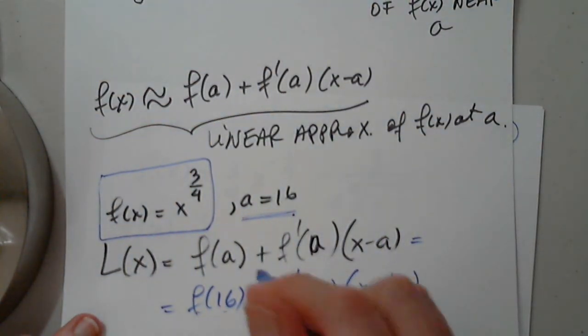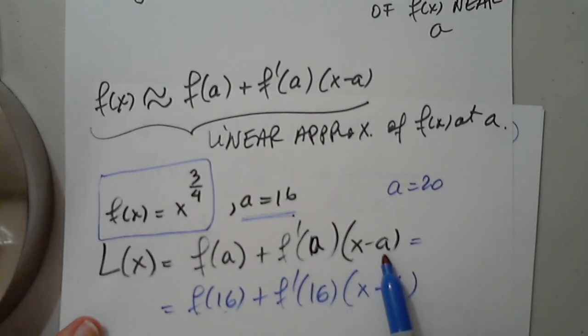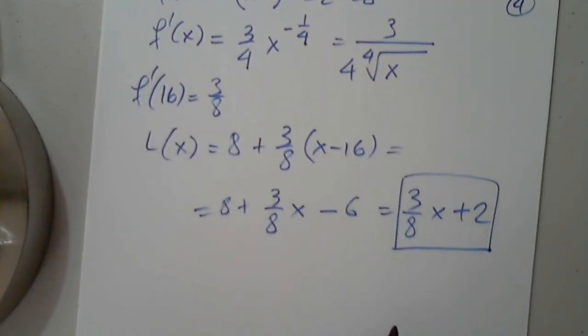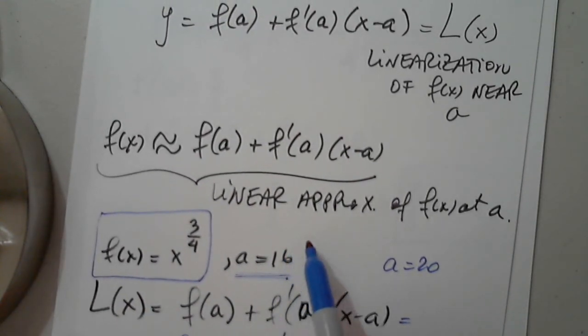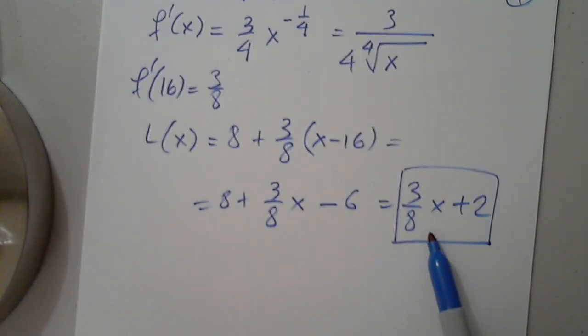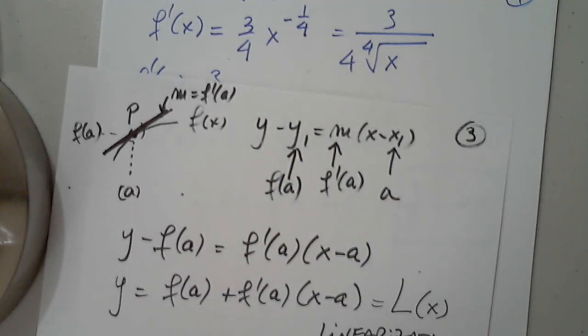Now, if you want to approximate near 20, you have to create another line with f of 20, f prime of 20, x minus 20, which will be a different line. Not this one. But if you're happy with a little bit of error, at 16.3 or 15.7, you can use this. And we can show that. So how will you illustrate that, just to convince ourselves? I'm going to punch in both the function itself, x to the power 3/4, and the other function, which is 3 divided by 8 x plus 2.